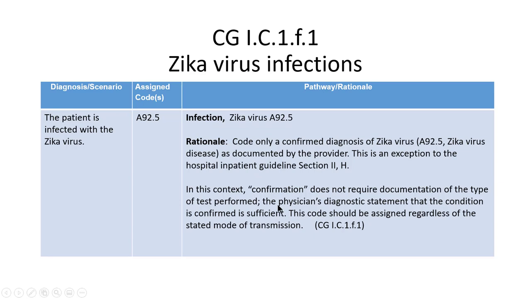In this context, it tells us confirmation does not require documentation of the type of test performed. In other words, we don't care how the doctor knows this patient has Zika virus. The fact that he says the patient has it is good enough. Now we're going to code it, A92.5.